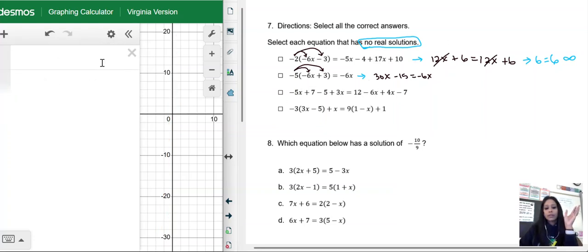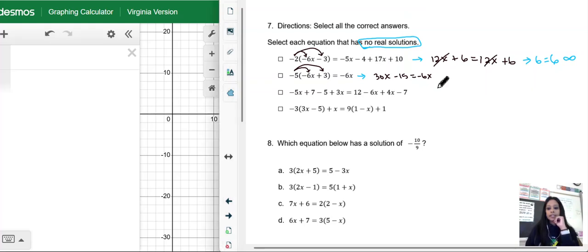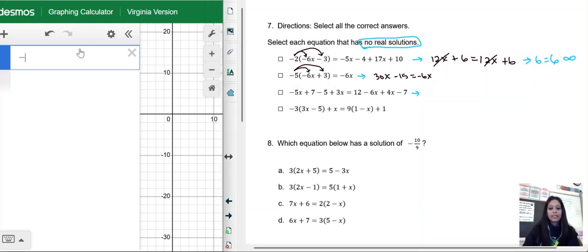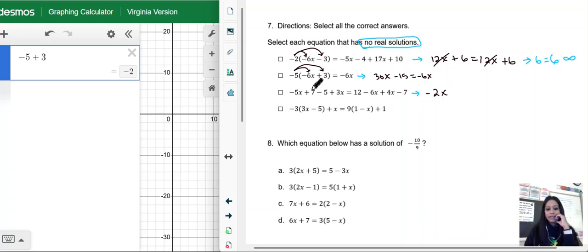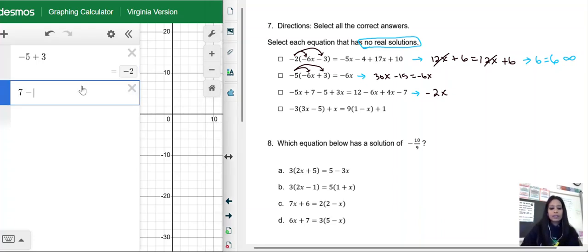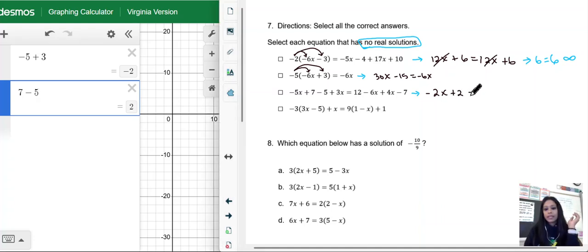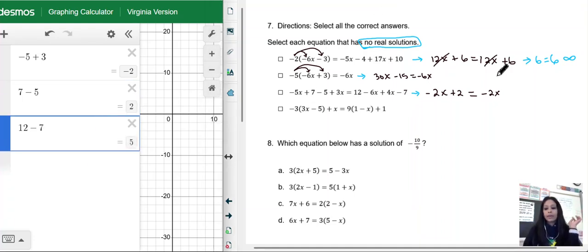These two. So let me go ahead and do it by hand first. Here on the left side, if you notice, I can go ahead and combine like terms. Negative 5x plus 3x, the coefficient is negative 2x. And then 7 minus 5 is positive 2. I was so confident in that. Okay, positive 2 equals negative 6 plus 4 is negative 2x. And then 12 minus 7 is positive 5.